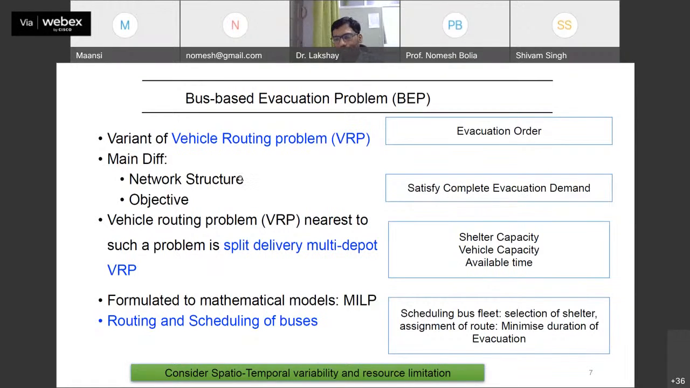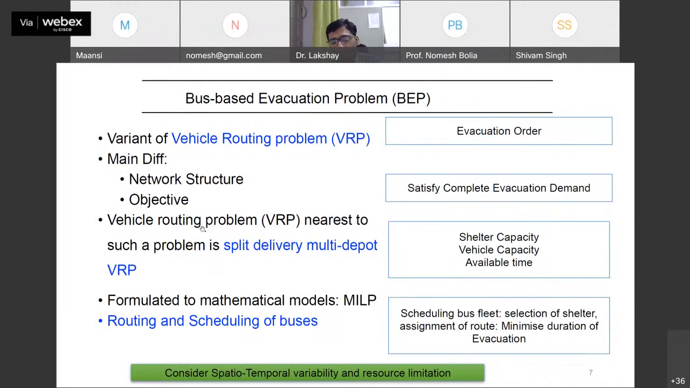But the difference here is that the network structure is completely different. I will show you in the next slide what the network structure is. And also the objective is different. In school buses, you might consider that the buses should be used in such a way that their operation cost is minimized. But here the difference is that you have to focus on minimizing time, meaning that in the least possible time, all the people get out.